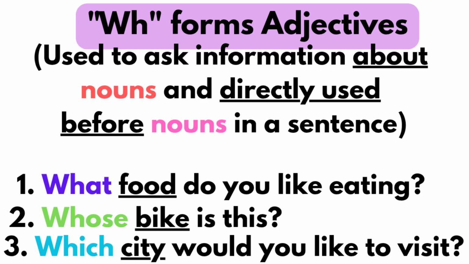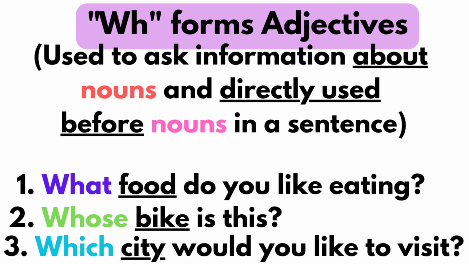Look at the last example. Third one. Which city would you like to visit? So in this sentence, city is a common noun and before the city we use the WH form word, that is which. Which city would you like to visit? Here the information is about city. City is a common noun, not a proper noun, right?